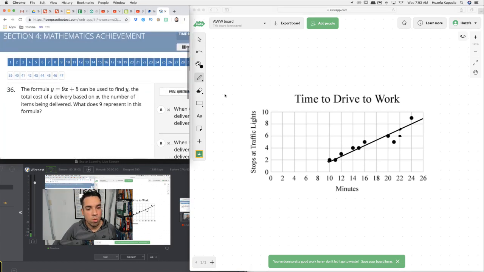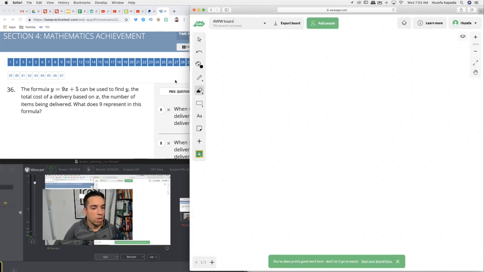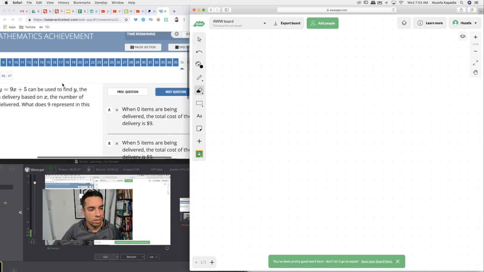Okay, next, the formula y equals 9x plus blah, blah, blah can be used to find y, the total cost based on x number of items. What does 9 represent in the formula? Okay, look, 9 is your slope, and this means that for every additional item, one item, it costs an additional $9. It's the slope.